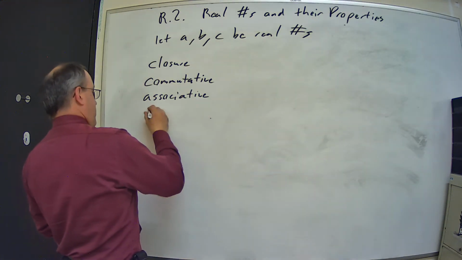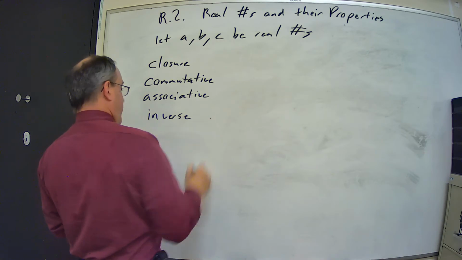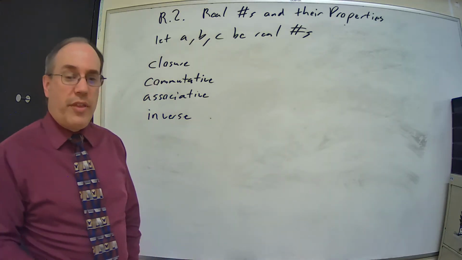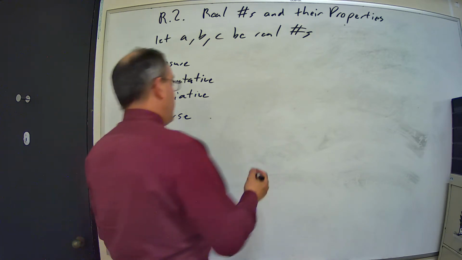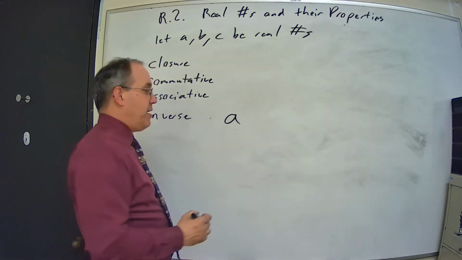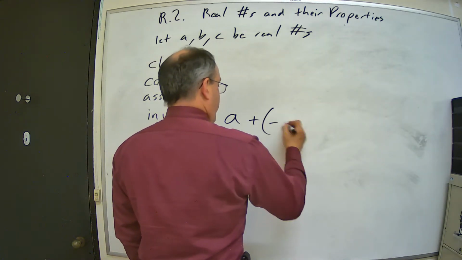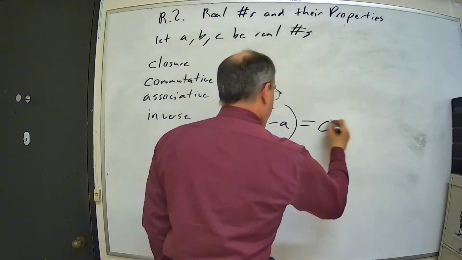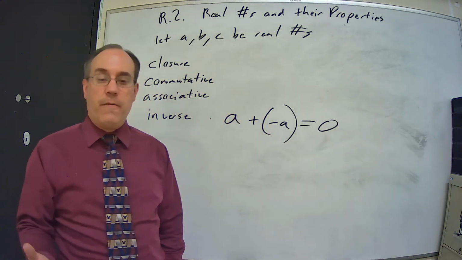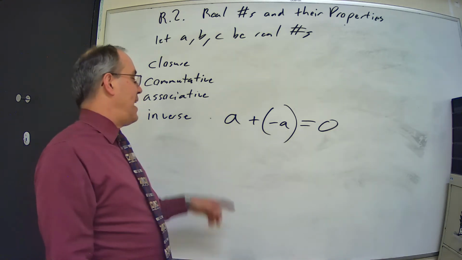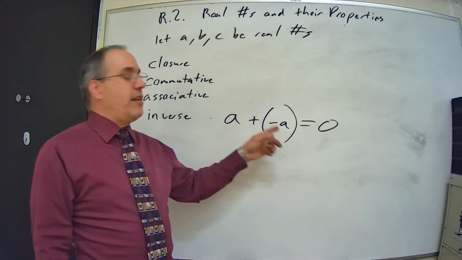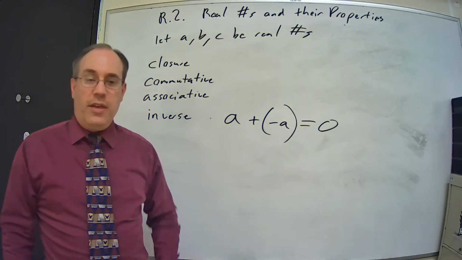Inverses. When you're dealing with addition, you have the additive inverse, which means if you have A, the additive inverse is negative A. It's whatever you must add to it to make it equal to 0. So negative A would be the additive inverse of A. So 5 plus negative 5 gives us 0, additive inverse.